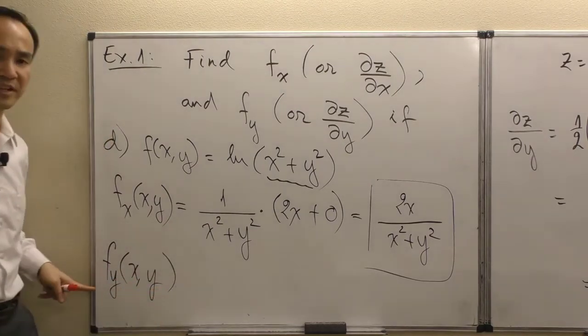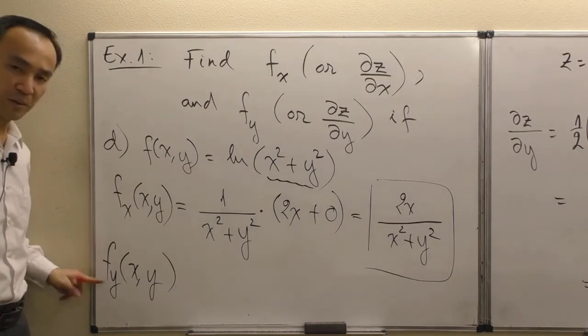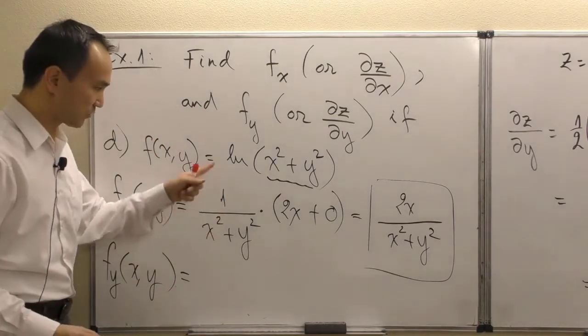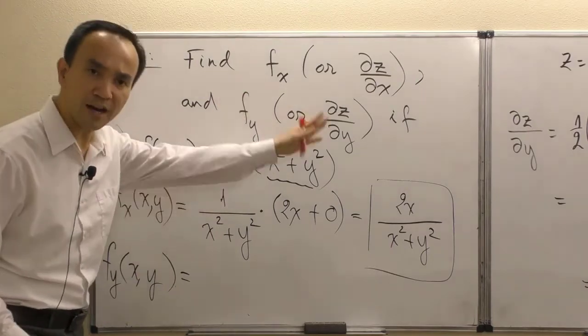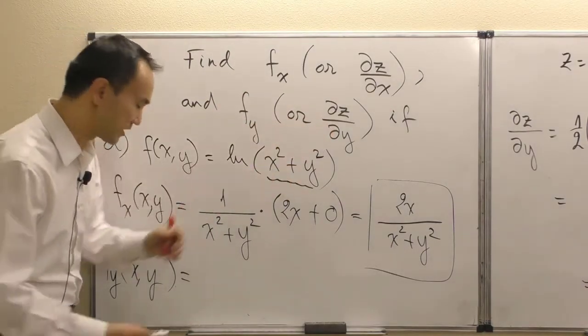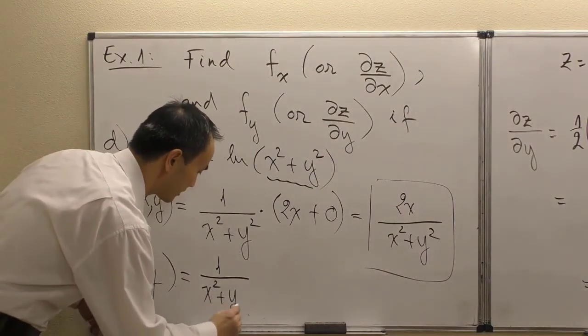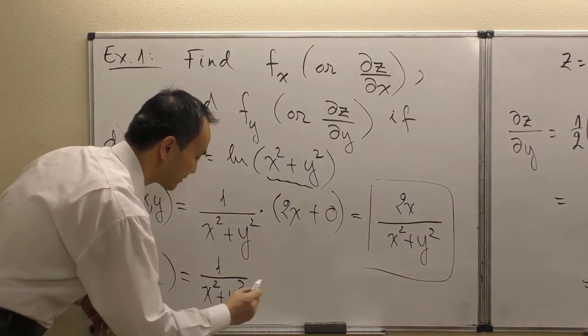The partial derivative of the function f in respect to y right here. All right, so the work is extremely similar. We're first going to have to apply the chain rule, and we take the derivative of logarithm. So it's 1 over x squared plus y squared, just like that. All right, and now we multiply.